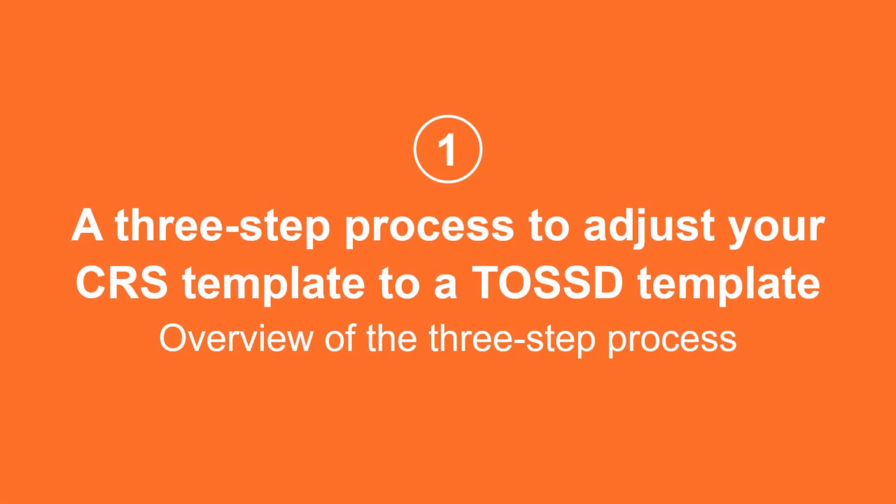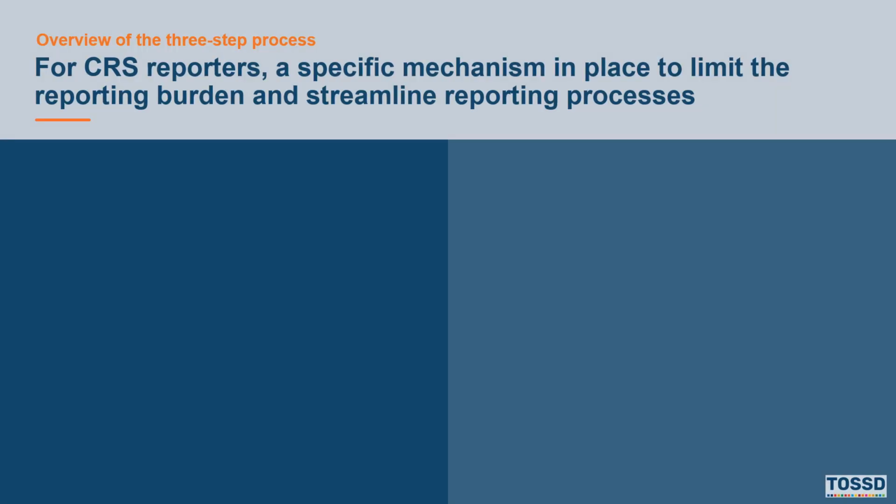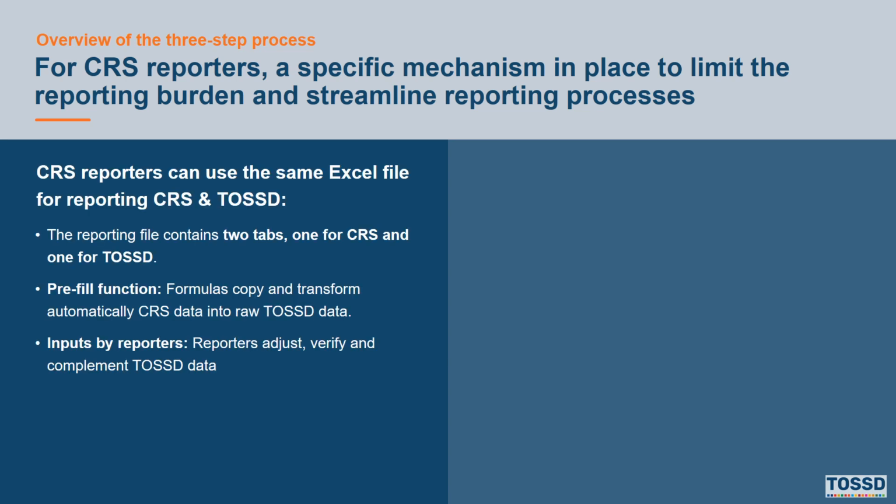This section provides you an overview of a 3-step process to adjust your CRS template to a TOSSD template. For CRS reporters, a specific mechanism is in place to limit the reporting burden and streamline reporting processes. CRS reporters can use the same Excel file for reporting CRS and TOSSD. The reporting file contains 2 tabs, one for CRS and one for TOSSD.